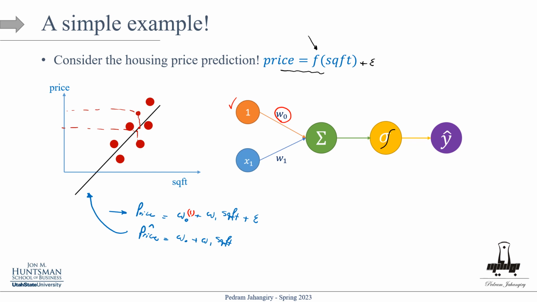Then we have x1, and we're going to assign a weight to that x1. This step is just a simple sum. Let's go ahead and sum it. This is nothing but what we did here. Now we can generate the output from here. If W0 is some number and W1 is another number, we can use the input and then make a prediction for the house price.